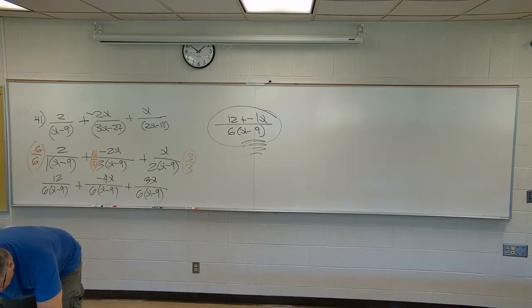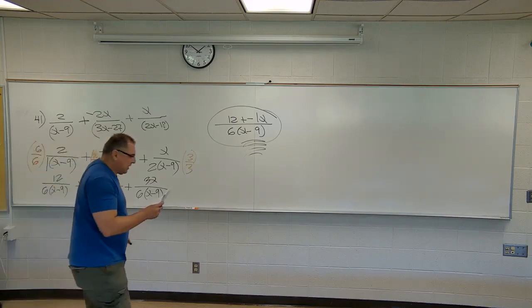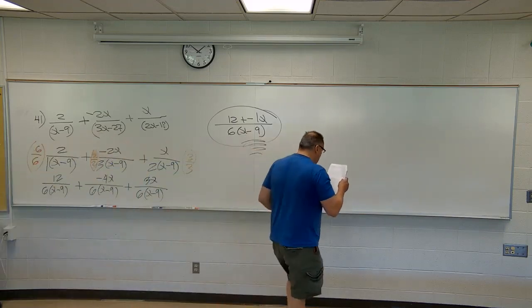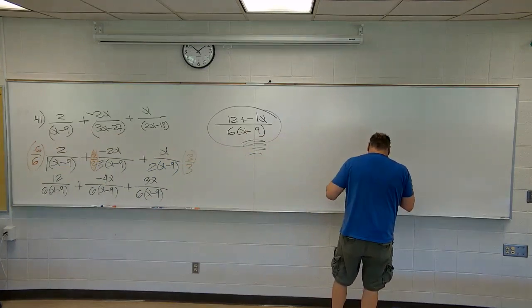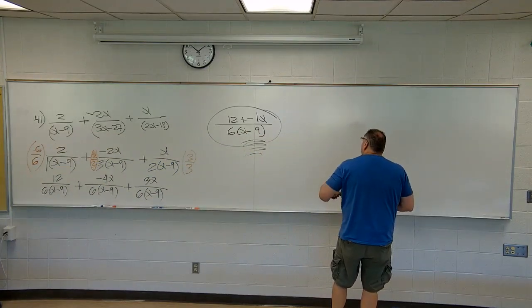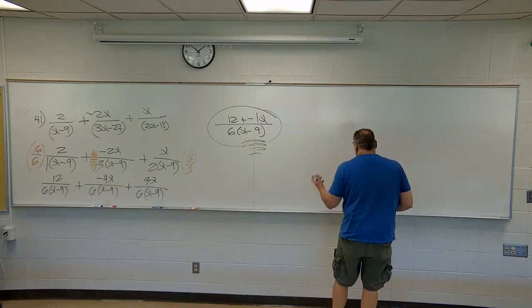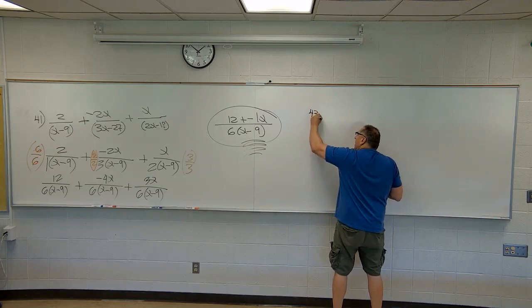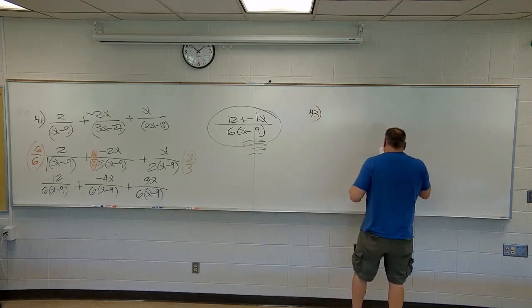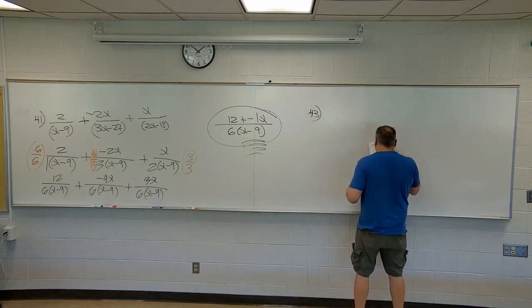Now they try to mess with you a little bit. They try to make it a little more challenging. That's all right, we're ready. Let's do, they got 43 and 44. If you can do 43, you can do 44. If you can do 44, you can do 43. I'll just do one of them. They're saying, perform the indicated operation, if possible, simplify your answer.